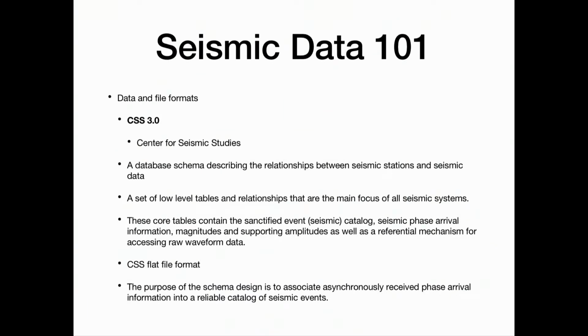Of course, we receive data, so we have to store it. The way that we do that is with CSS 3.0, and CSS just stands for Center for Seismic Studies. What we have is a database schema that I'll show in just a moment. It establishes relationships between stations, seismic data, networks, and so on. It also has prescriptions for event catalogs and arrivals and so forth. But essentially, it's just a mechanism that is used to manage and access the data.